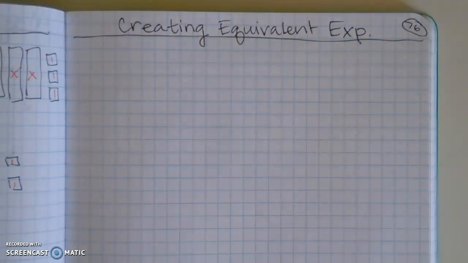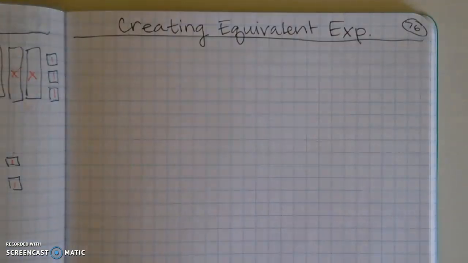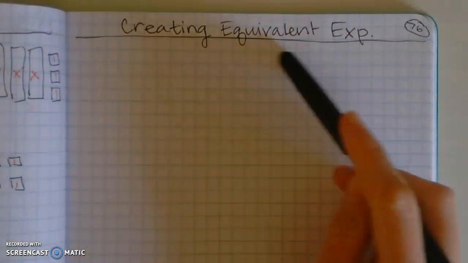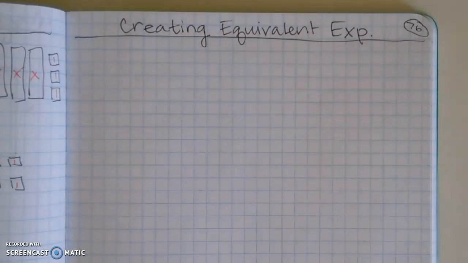So today we're going to take what we were talking about with algebra tiles and area and expand on that to create equivalent expressions. I already have the title on my page to save a little bit of time, but on page 76, just right next to the page we created yesterday, go ahead and create a heading and title it Creating Equivalent Expressions. I just abbreviated because I ran out of room.